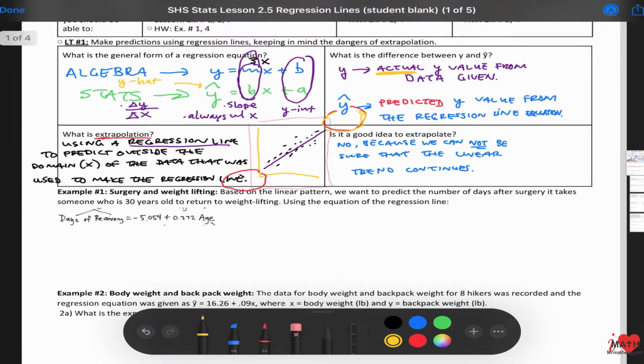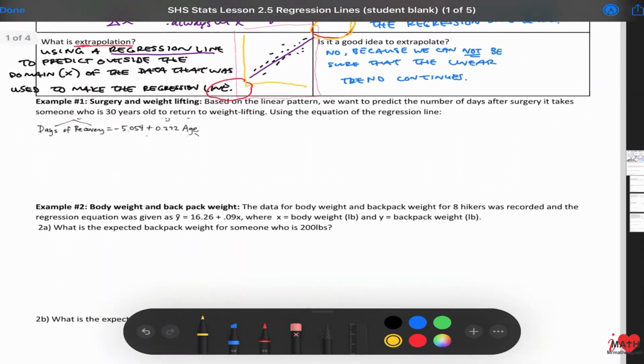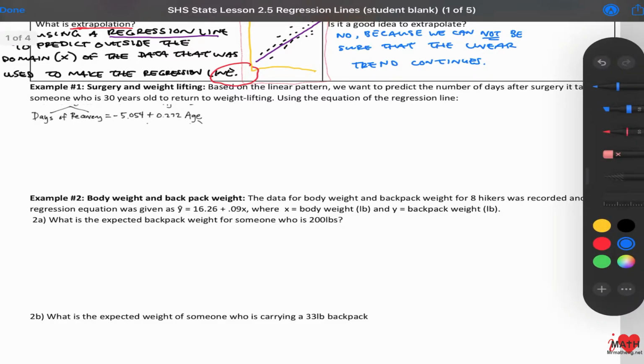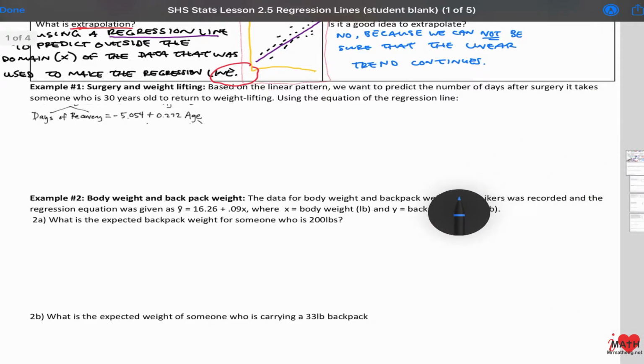Okay. All right, let's do some examples here. Remember, learning target number 1, we're just trying to make some predictions. Okay. Example number 1. Based on the linear pattern, we want to predict the number of days after surgery it takes someone who is 30 years old to return to weightlifting. Use the equation of the linear regression.